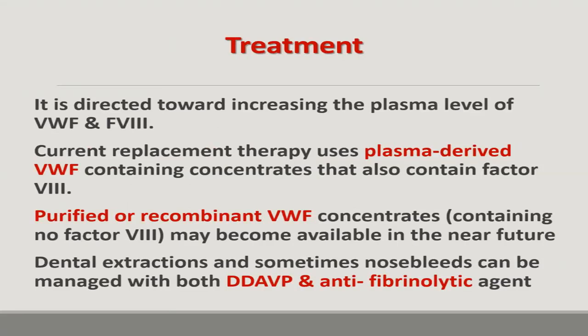Treatment is directed toward increasing the plasma level of von Willebrand factor and factor 8. Current replacement therapy uses plasma-derived von Willebrand factor concentrate that also contains factor 8. These are usually cryoprecipitate, which contains fibrinogen, factor 8, von Willebrand factor, and factor 13. Purified or recombinant von Willebrand factor concentrate, which contains only von Willebrand factor and no factor 8, may become available in the near future. When the patient undergoes dental extraction and sometimes for nosebleeds, we can use both desmopressin and an antifibrinolytic agent like aminocaproic acid or tranexamic acid.